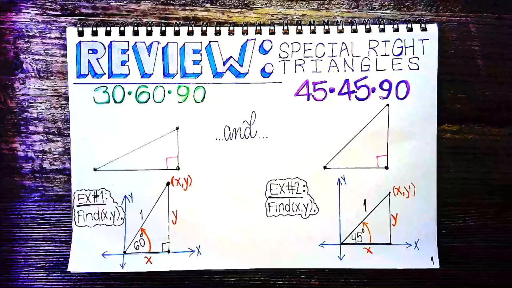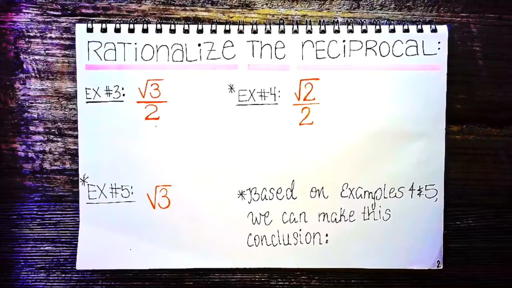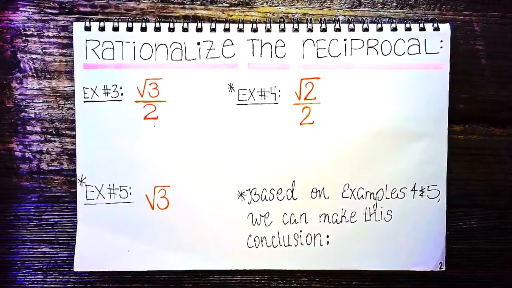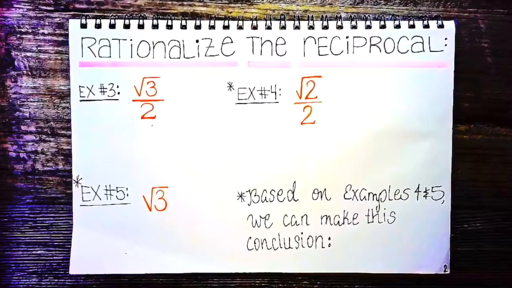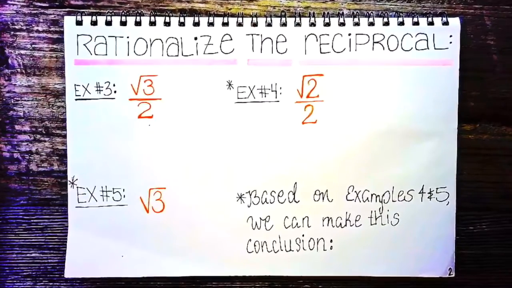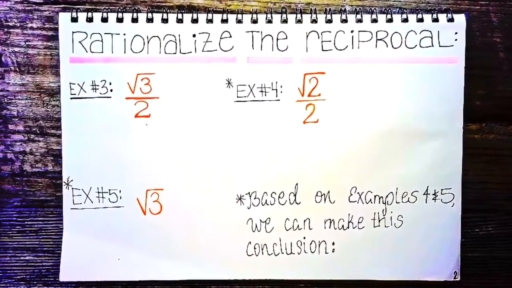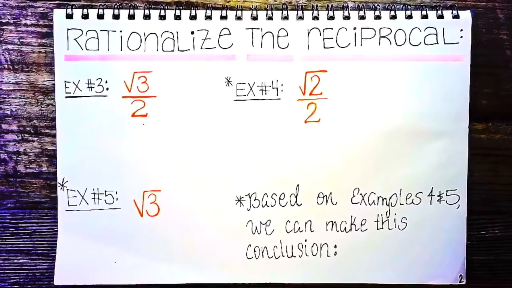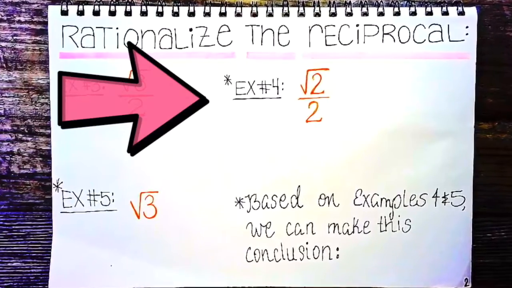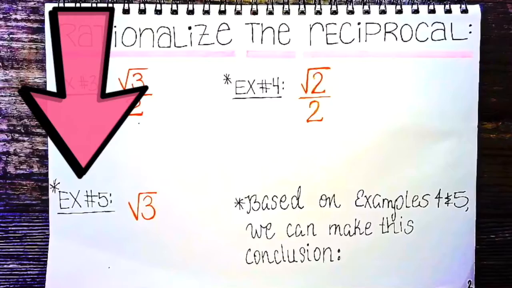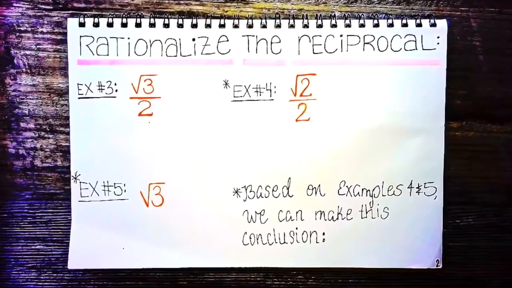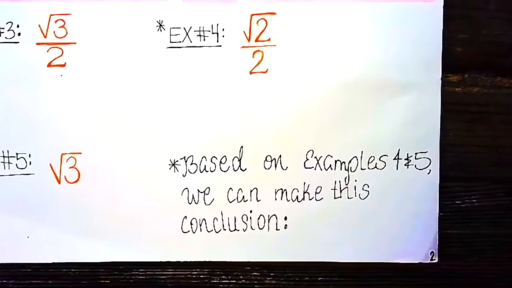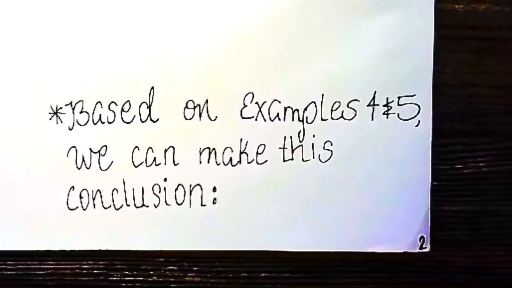After we finish this quick review of the special right triangles and these two examples, we're also going to go over rationalizing denominators. We will review the word reciprocal, and we will also come up with a really cool trick for rationalizing reciprocals of expressions that you can see in example 4 and example 5 that I put those little stars by. As you see, I wrote, based on examples 4 and 5, we can make this conclusion. So it'll come in really handy.